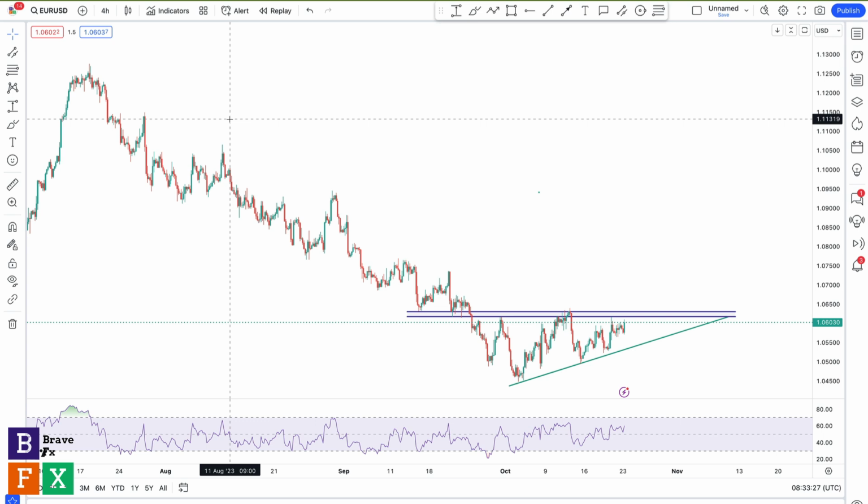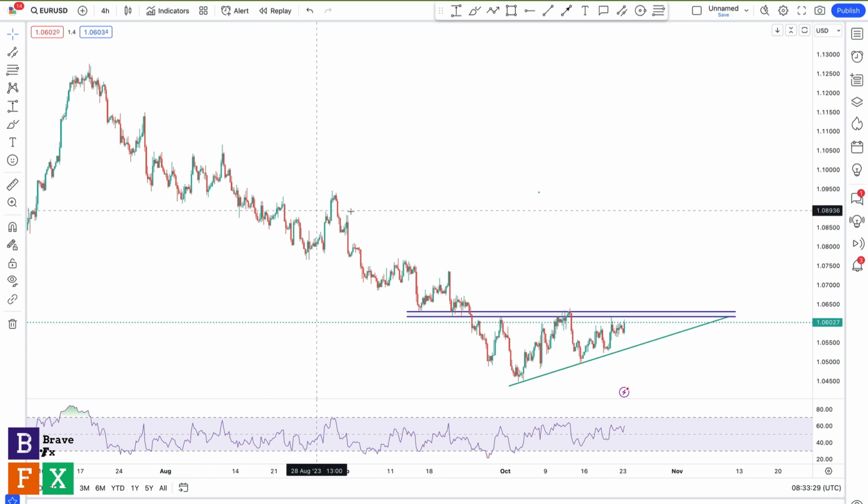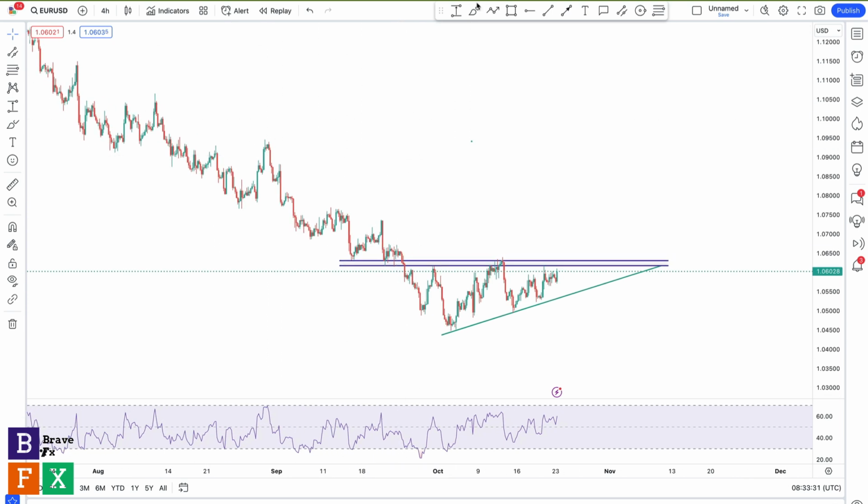So right now, EUR-USD may experience some sort of bullish breakout. We may get something like this, a good consolidation followed by a bullish breakout, which will be our confirmation to go long.